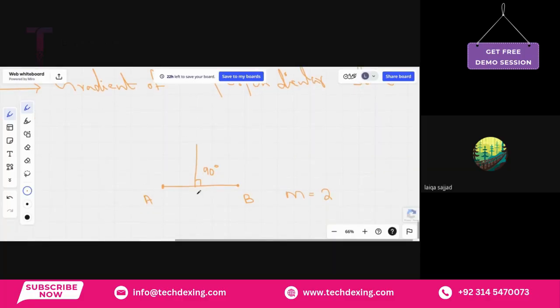So if I am given the gradient of the original line AB, which was 2, I can simply tell the gradient of a line that will be perpendicular to it without calculation. If the gradient of the line AB was 2, the gradient of the line perpendicular to AB will be simply the negative reciprocal.